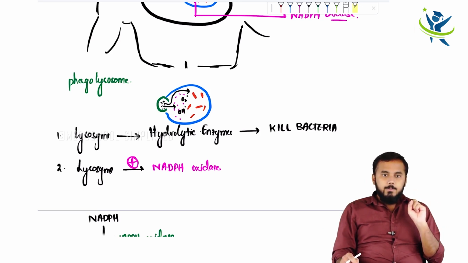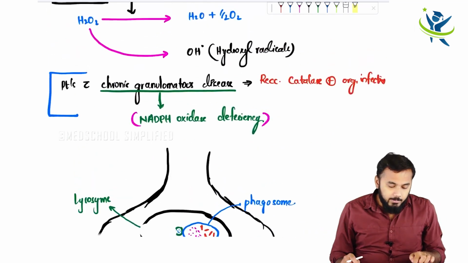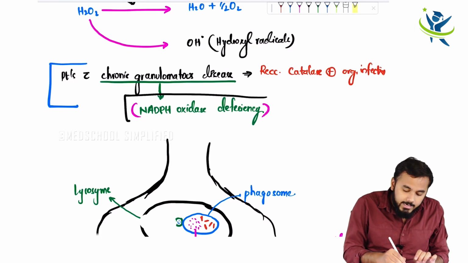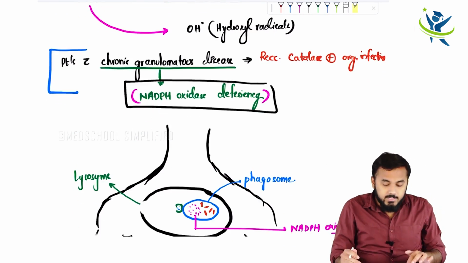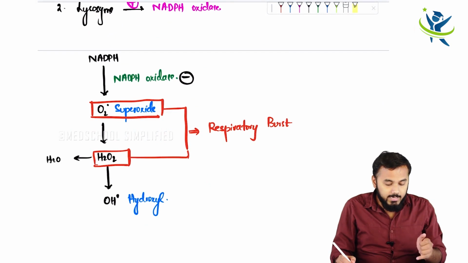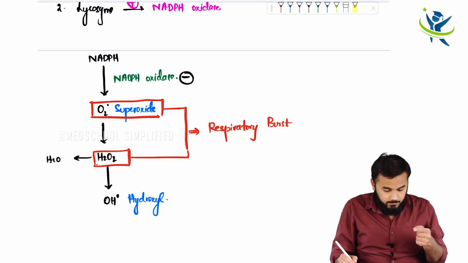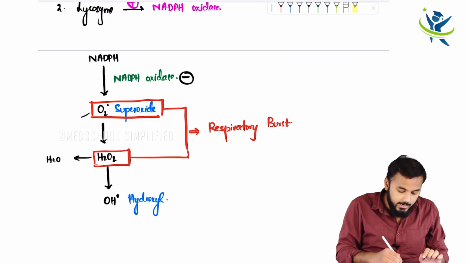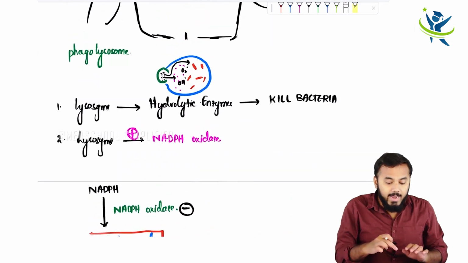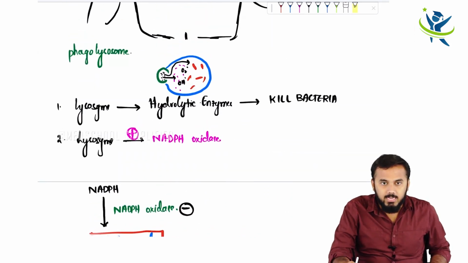So now you might be thinking that patients with chronic granulomatous disease don't have this NADPH oxidase. When they don't have NADPH oxidase, do you think NADPH can cause respiratory burst? Do you think NADPH can release superoxide and hydroxyl radical? No. So when superoxide and hydroxyl radical are not released, do you think the bacteria within this phagosome will be damaged? Will be killed? No.